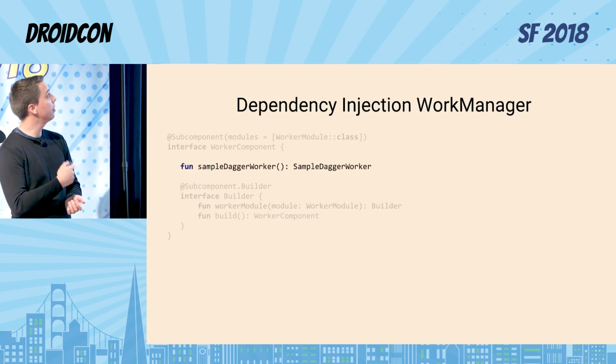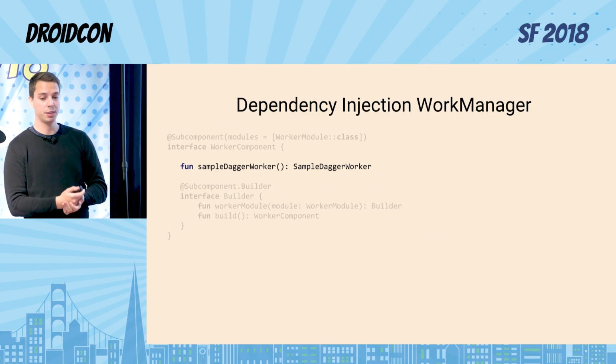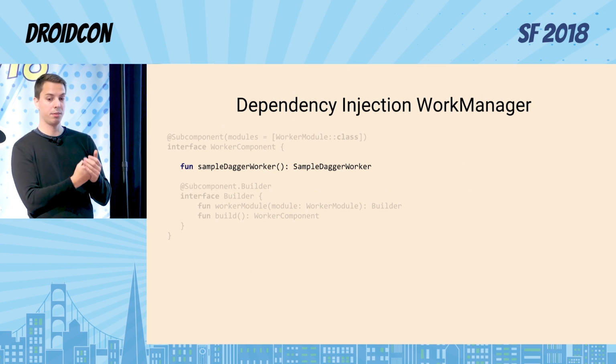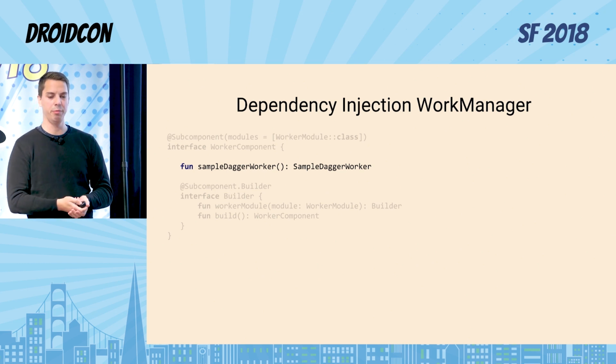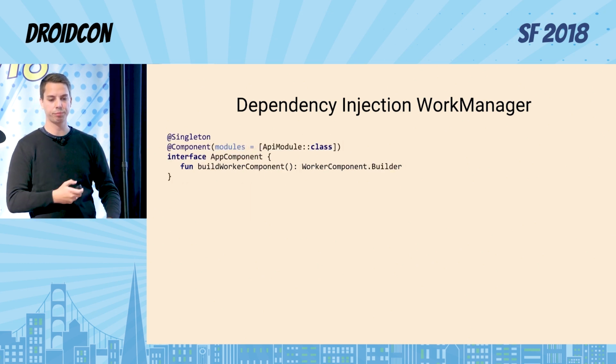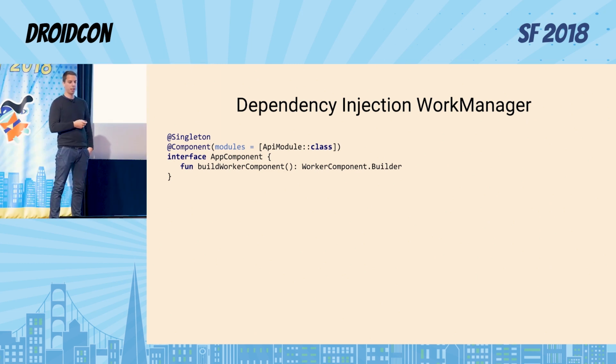The other thing that I've added is a factory method. So Dagger can now inject the sample Dagger worker and knows how to create it. This is basically a factory method that I will use later. And then in my application component, I teach Dagger how it can start creating my worker component.